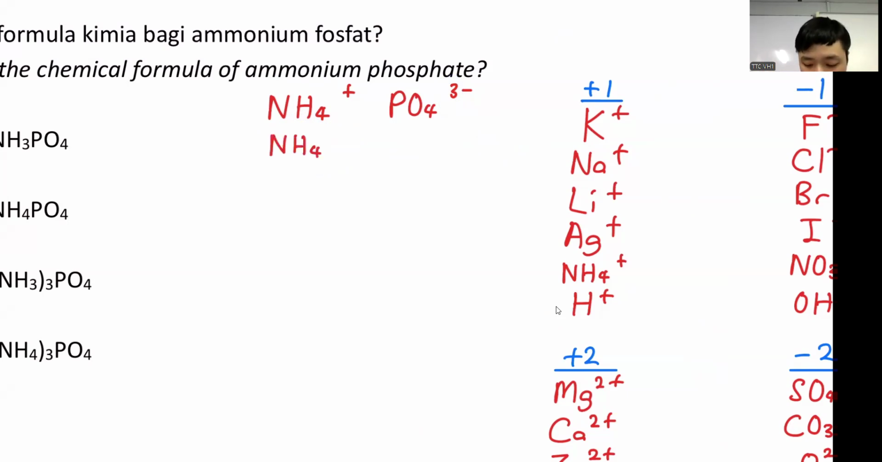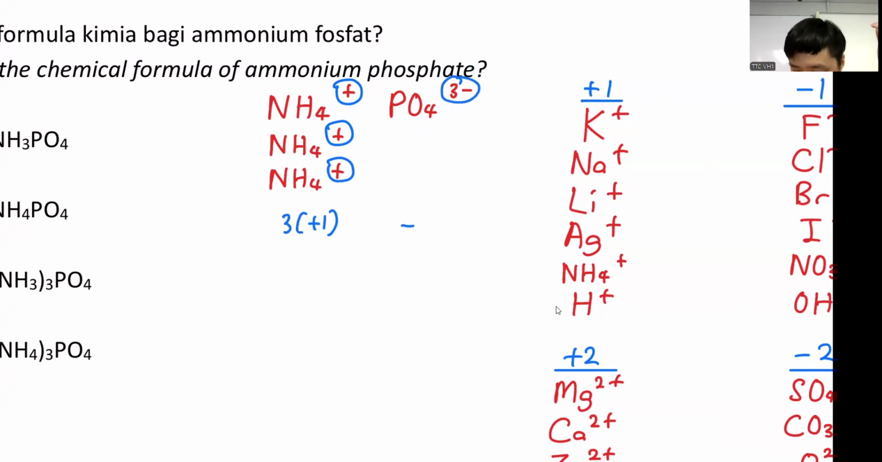Isn't it? I need another 2 more of NH4 plus to cancel my PO4 3 negative. You see, right? Now, positive 1, positive 2, positive 3. Now I got 3 positive. Here I got negative 3. You see, now I got positive 3 and negative 3, and then only I can cancel out each other.